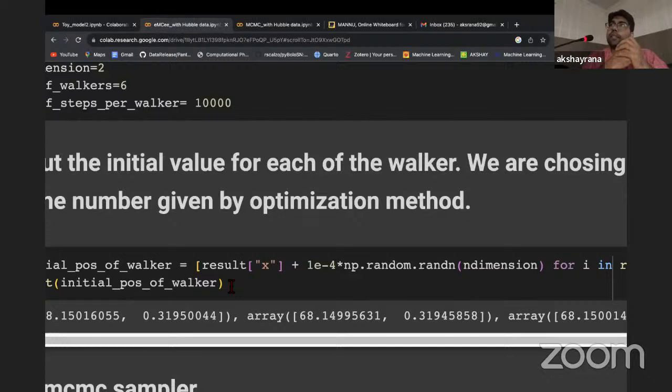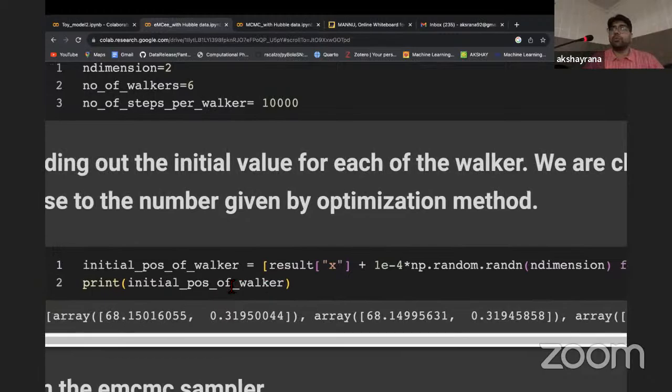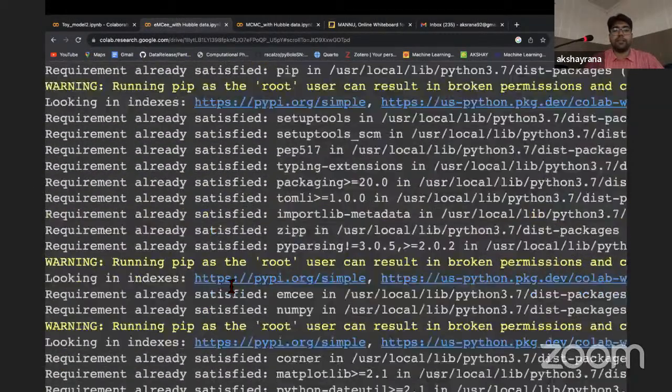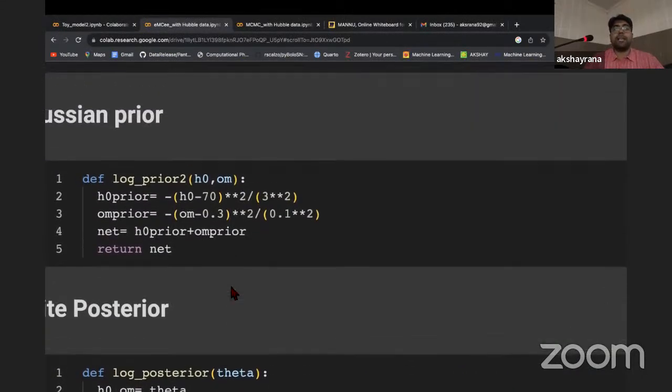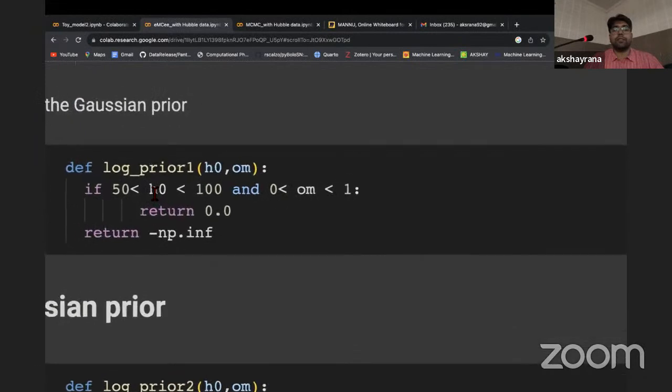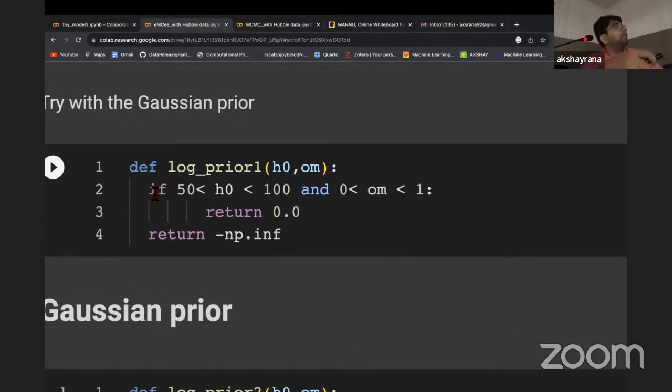Yes, the range of the coefficient you are deciding based on the prior. What is the prior doing? Have a look at the prior that we were choosing earlier. This one, let me show you the prior. You have two parameters, H0 and omega m. You are telling your analysis that H0 should go from 50 to 100, and omega m should go from 0 to 1. You are restricting all the points beyond that.